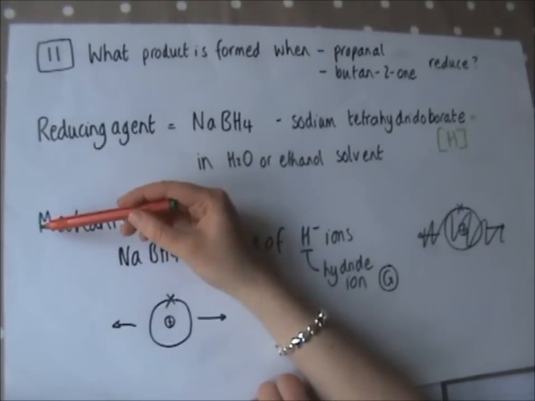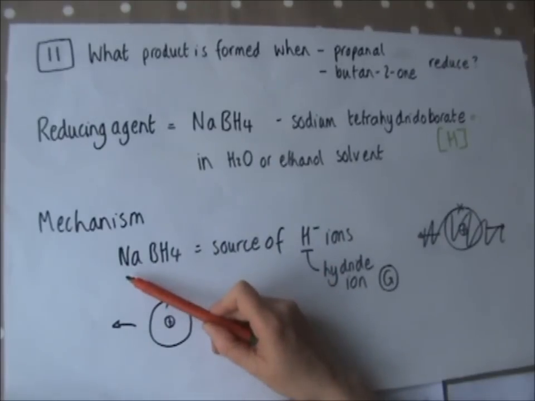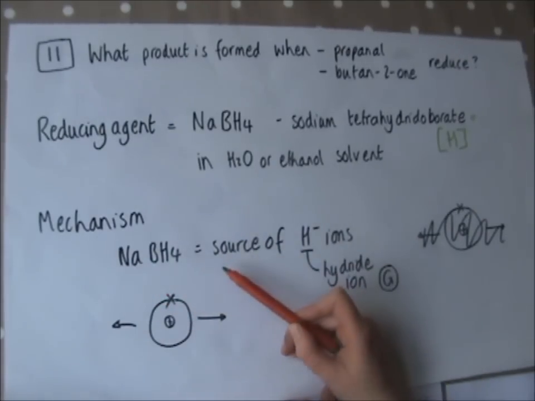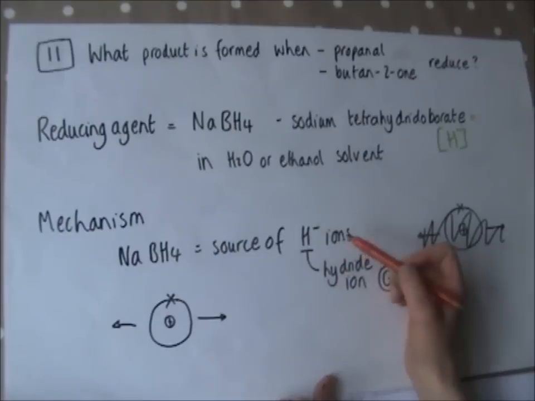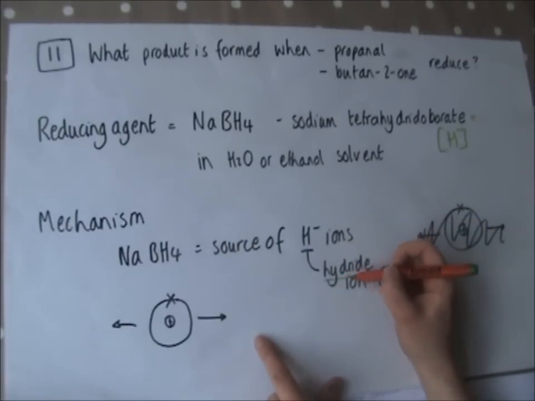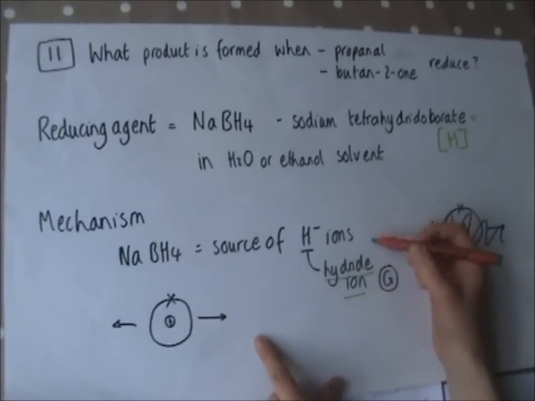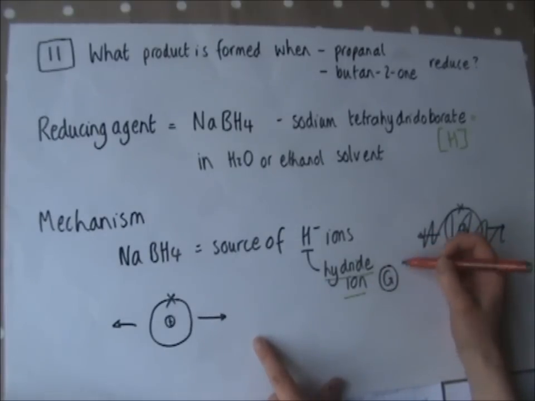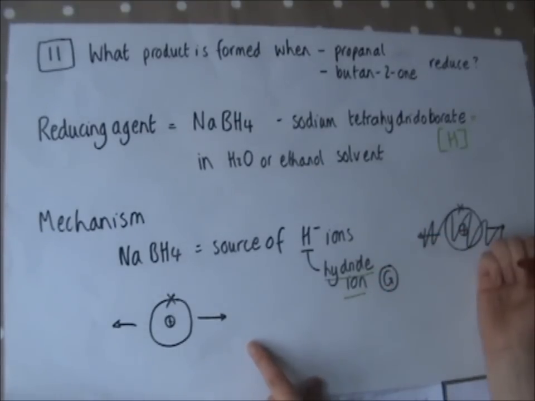Okay, so the NaBH4 is a source of H minus ions. Now these are hydride ions. And I was just thinking that's the word I didn't put in the glossary. And that might be quite a good one. So you could add that onto the end of your glossary.